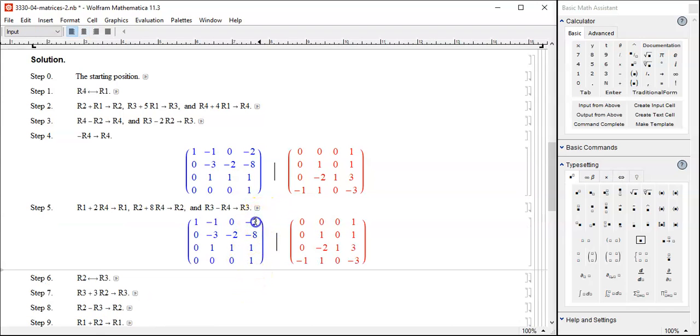Double it and then add them up. So that's gone. But double it, minus 2, and then add them up. Double it, make it 2, and then add them up. No change there. Double it, negative 6, and then add them up. I'm going to get negative 5. That concludes this row operation.